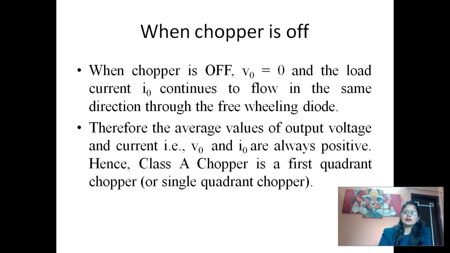Next, similar to what we discussed, when chopper is off, V output is equal to zero. The load current I output, or I naught, continues to flow in the same direction through the freewheeling diode, and therefore the average values of output voltage and current, that is V output and I output, are always positive. Hence class A chopper is a first quadrant chopper, or we can say single quadrant chopper.